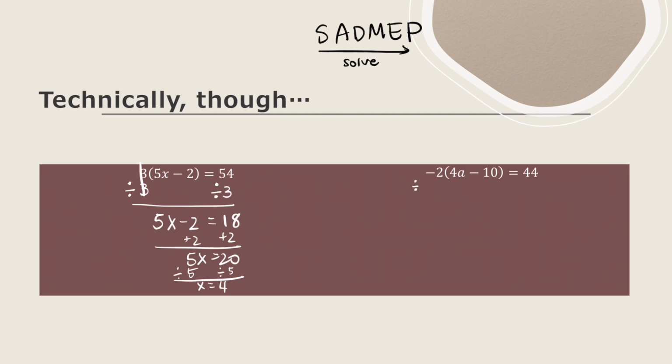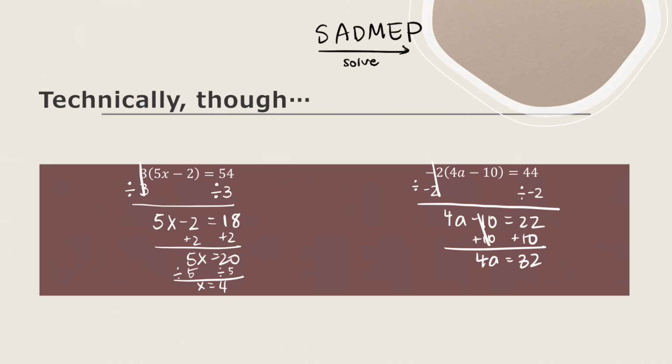Like here, so you would divide by negative 2 first. And it's okay because all you have is the parentheses and the number in front of the parentheses. So that cancels out. You have 4a minus 10 equals 22. And then you would solve it. So you add 10 to both sides. And that would be 32. Sorry, this would be negative 22. That's why I was like, what? That doesn't make any sense.